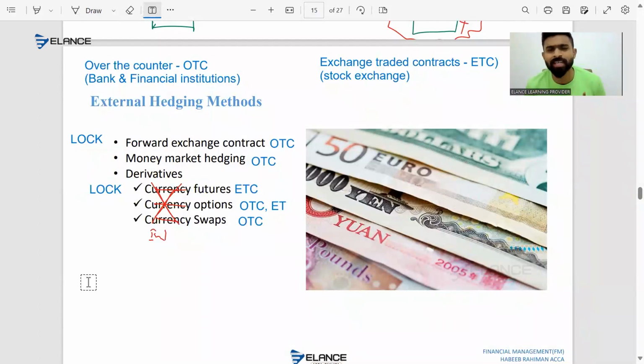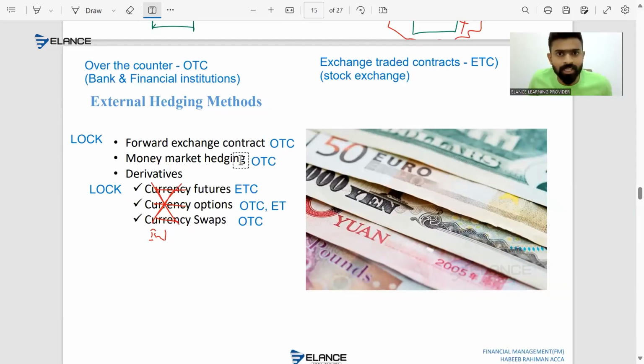So we have two lock-in methodologies. Whatever the exchange rate might do, increase or decrease, the final answer will be locked in a position. That lock could be attained from over the counter and from exchange. If you are taking the lock from over the counter, that contract is said to be a forward contract. If you are taking that lock-in rate from exchange traded, it is said to be what? You have to learn this name.